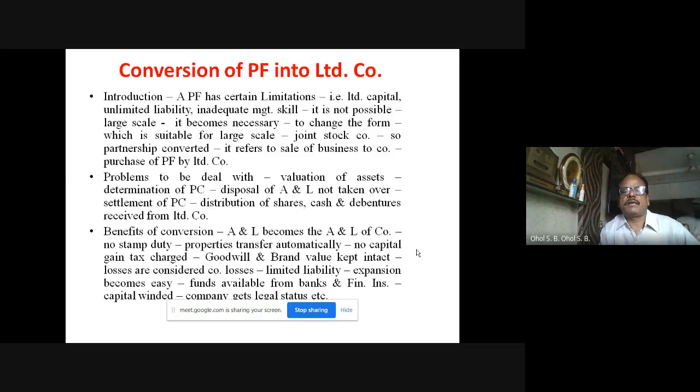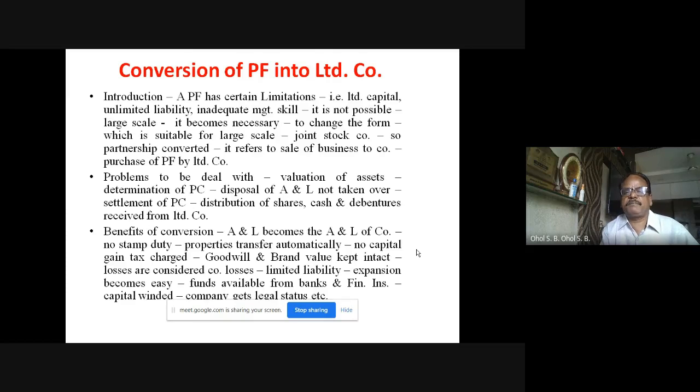Then, as I have told you, whatever the properties of the partnership firm are, they are automatically transferred to the limited company. So automatic transfer of properties is also one of the advantages. Again, no capital gains tax is charged, like stamp duty. If the valuation of assets is done and the asset value is increased, at that time capital gains tax is also imposed by the government.